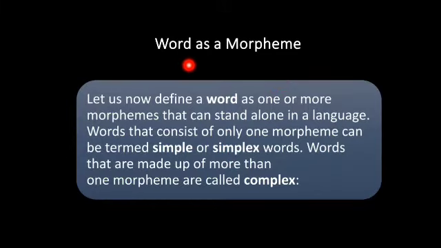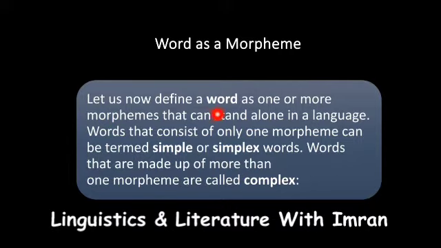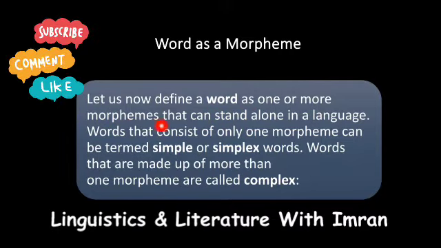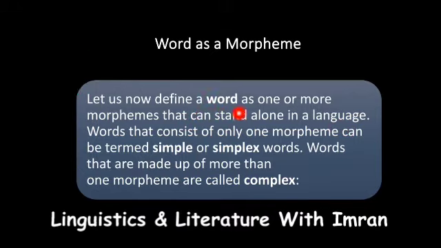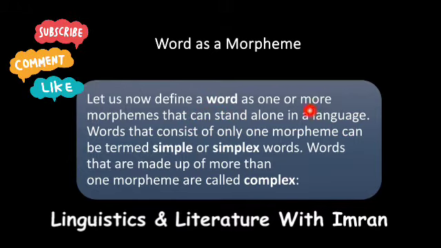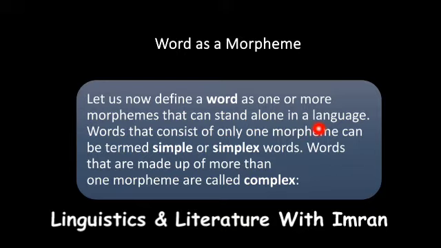On this slide, we will discuss word as a morpheme. Let us now define a word as one or more morphemes that can stand alone in a language. So a word can be defined as a single morpheme, or as more than one morpheme. But that word should stand alone in a language, right?